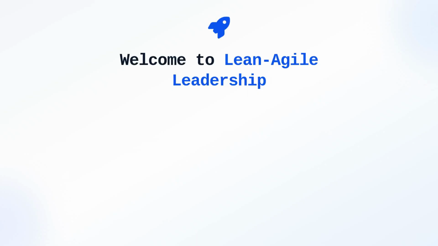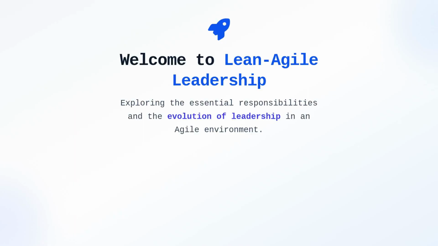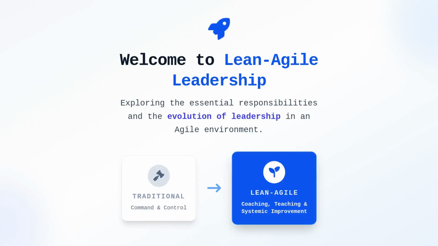Welcome to this module, where we explore the essential responsibilities of a lean agile leader. We will examine how a leader shifts from traditional command and control to a role focused on coaching, teaching, and systemic improvement.